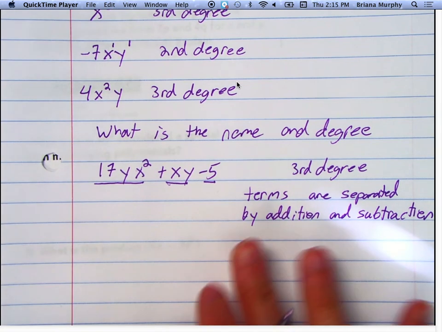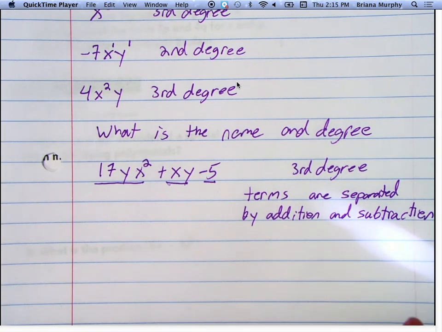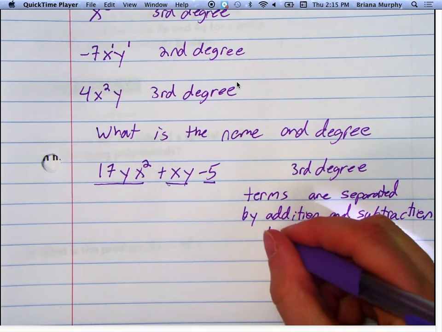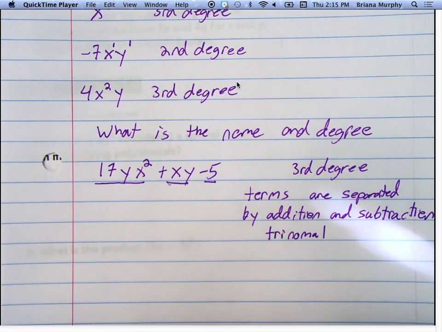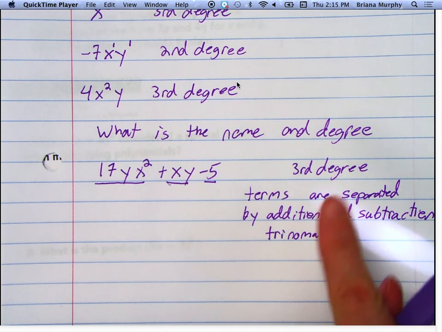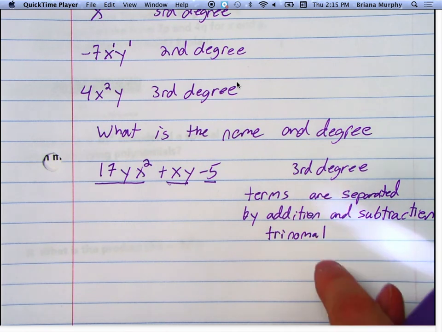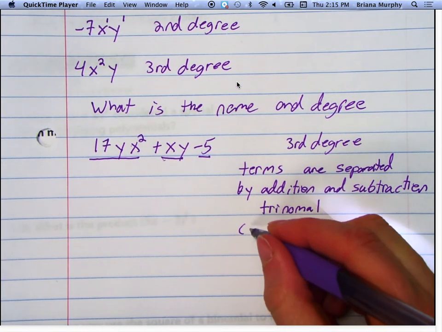So we would call, yeah, it has 3 terms, and so we call it a trinomial. Get it? For 3, trinomial. So if it's a third degree trinomial, we call it a cubic trinomial.